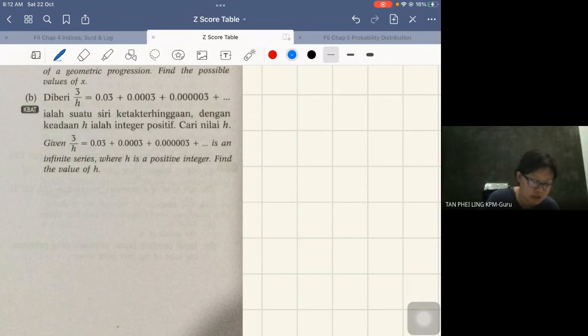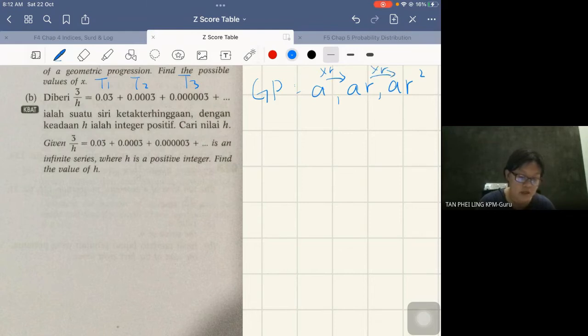Okay. So this is your T1, this is your T2, this is your T3. So in that case, we can find out our R, isn't it? Because you need to understand, if it's your GP, the first term is A, second term is A times R, third term is A times R square, right? So the difference between them is always multiply R, right?